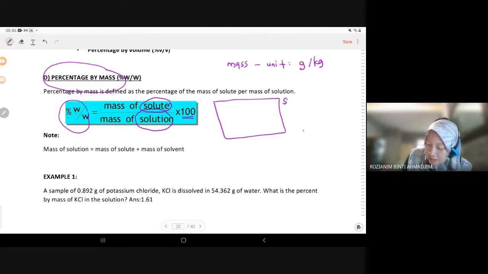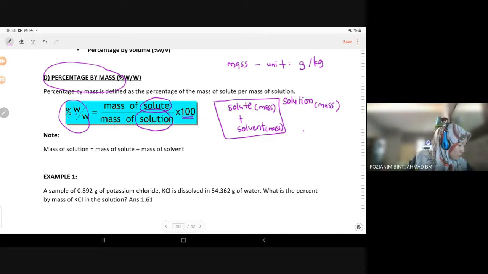Okay, so I already said that before. The final product kita adalah solution. But inside the solution, it consists of solute and solvent. So, we can label that solute, dia ada mass dia. Solvent pun ada mass. How we find out the mass for solution?